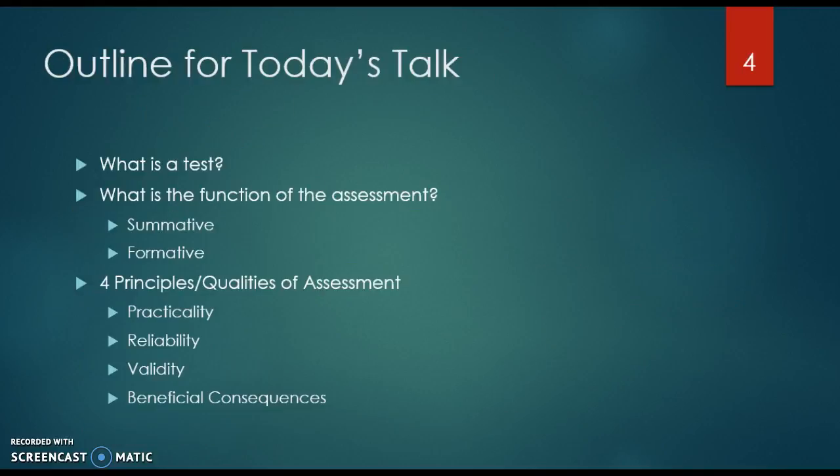Okay, so what am I going to talk about in this screencast? Well, we're going to talk about what is a test, what the two main functions of assessment are, focusing on summative and formative, and then I want to talk about 4 principles or qualities of assessment: practicality, reliability, validity, and beneficial consequences. I want to focus on those because whenever we do reflections, and in our final portfolio, we're going to evaluate each of the items in our portfolio on these 4 qualities and see if we can create a balanced portfolio. We'll talk more about the portfolio later. I just want to stress how important the formative and summative functions and these 4 qualities of assessment are.